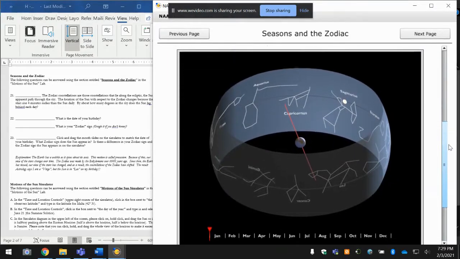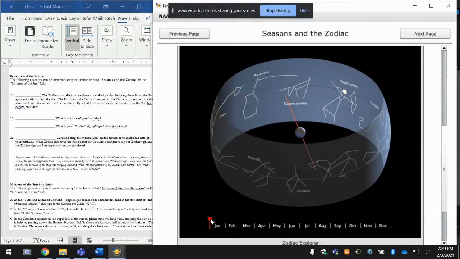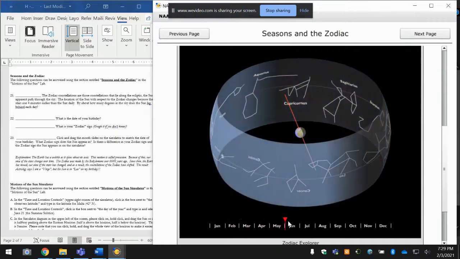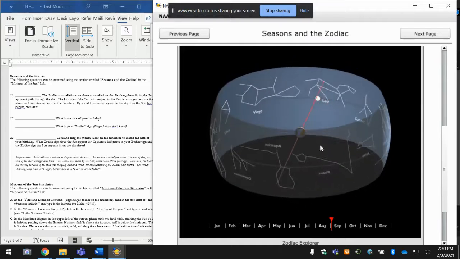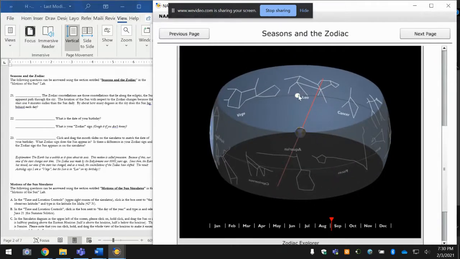And when you do that, you're going to come to this slider and see where the sun is. Now, my birthday is September 2nd, and my astrological sign is Virgo. So I'm going to click and drag this slider over to September 2nd. And there's an interesting problem here. The sun is in Leo at noontime on my birthday.